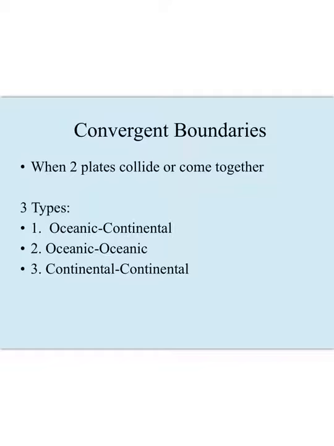Okay, the last boundary we're going to talk about is convergent boundaries. Convergent is where two plates collide or come together. Now there are three different types of convergent boundaries. We have oceanic continental, where an oceanic and a continental plate collide. We could have an oceanic and a different oceanic plate collide. Or we could have two different continental plates collide.